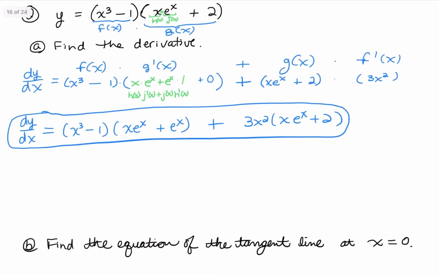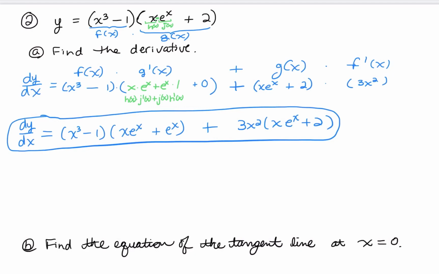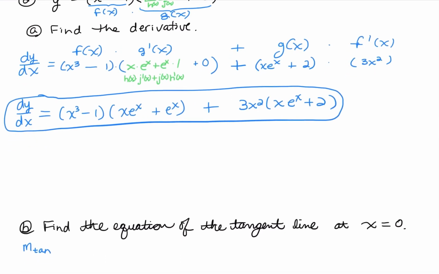Now let's find the equation of the tangent line to this function at x equals 0. So this is our part B. Remember, if you're going to find the equation of the tangent line, that means you need the good old slope of your tangent line, specifically evaluated at x equals 0. And then you can jump right in and just sub in 0. That's what we're going to go ahead and do.